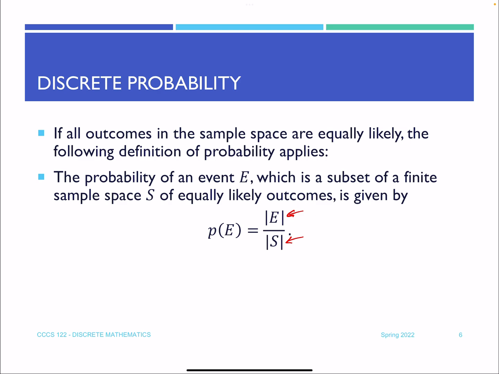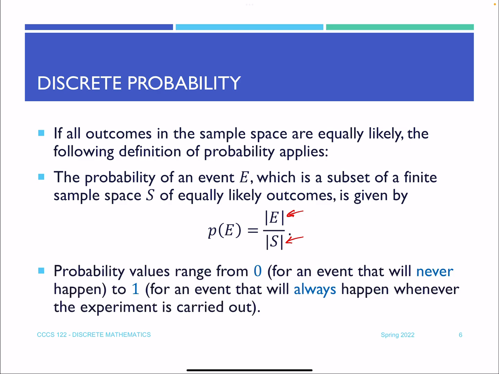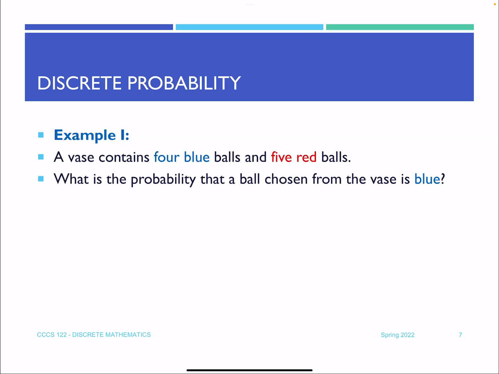Now, the number of outcomes in the event set will always be less than or equal to, at most equal to, the number of outcomes in the sample space. This guarantees that the range of values for probabilities is anywhere between 0 and 1. 0 means an event that will never happen. 1 is an event that will always happen whenever the experiment is carried out.